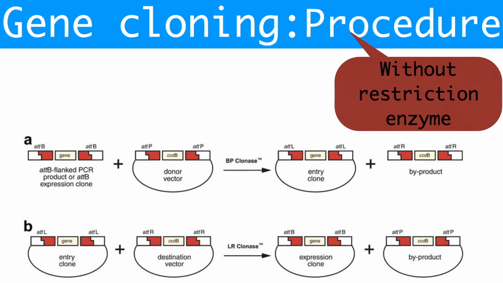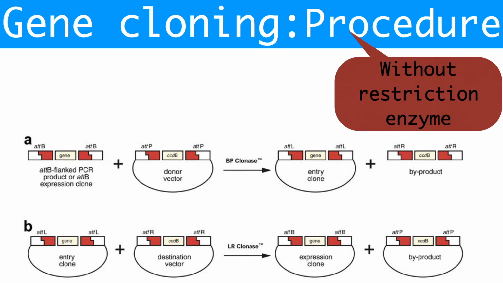Then we have a donor vector that has attP sites and contains ccdB, and once we do the reaction using BP clonase, it gives us an entry clone with our specific gene of interest having attL sites. So this entry clone having attL sites will recombine with the destination vector having attR sites and ccdB, and once we do the LR reaction using LR clonase, it will express our gene of interest in that destination vector, which would be our clone.